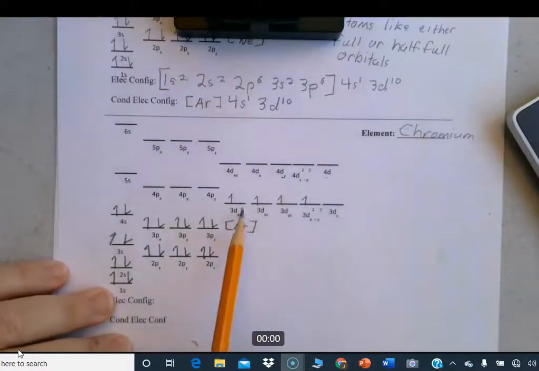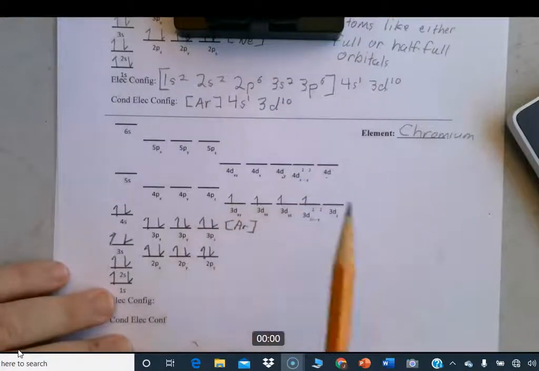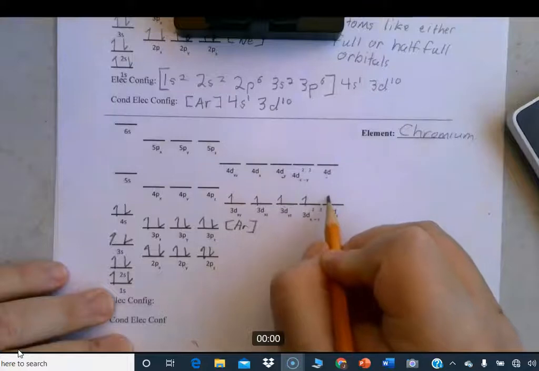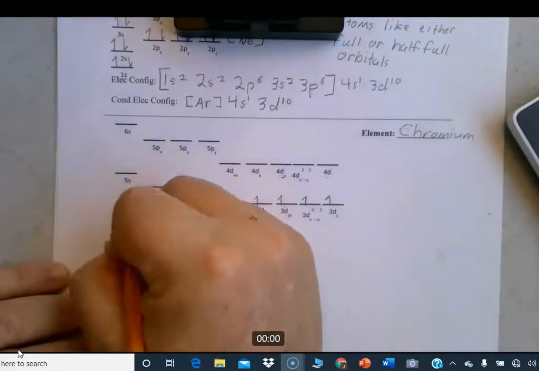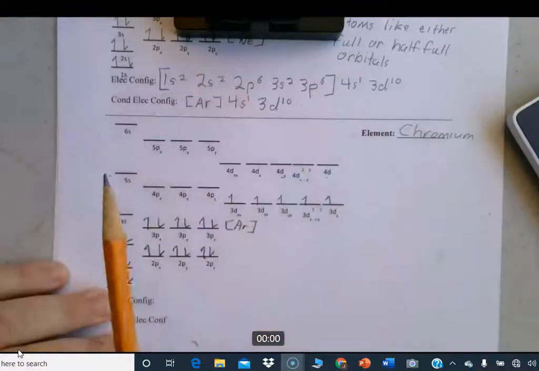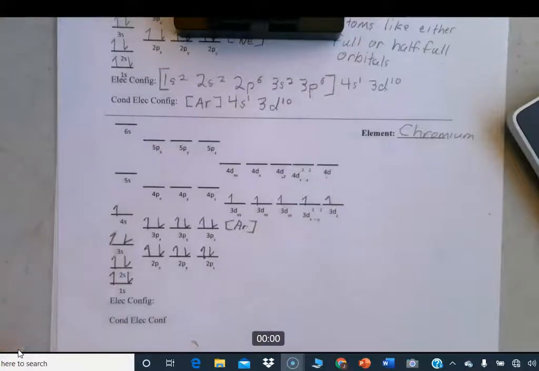But again, we'd like to have either a full or half full subshell. So if we can add one more electron here, we can make it half full. Where do we get it from? Same thing as with copper. We take it from the 4s. So now 4s has a half full, and the 3d has a half full, so everybody's happy with that.